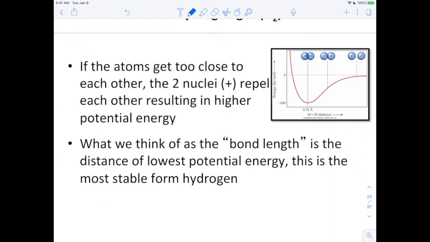Okay, so here it says if the atoms get too close to each other, the two nuclei, which are both positive, would repel each other, resulting in higher potential energy. So again, what we think of as bond length is the distance between the nuclei at that lowest potential energy. So it's right over here, the distance between the nuclei when they have that lowest potential energy. That is their most stable form. So any questions on anything here?